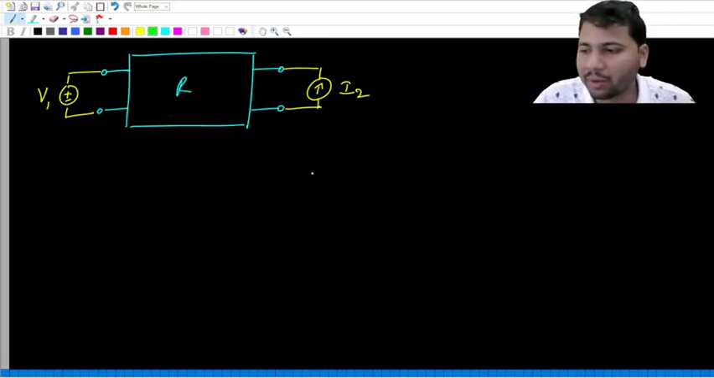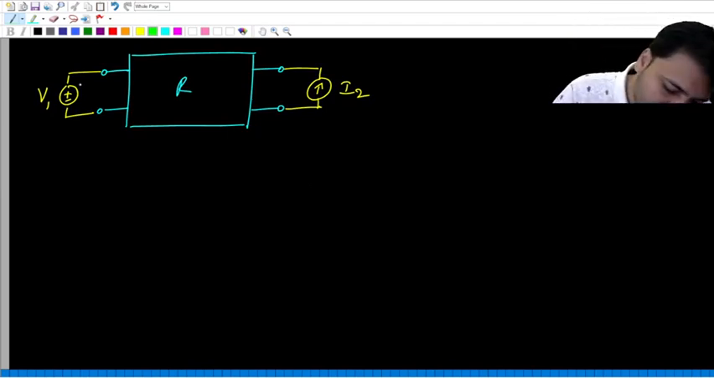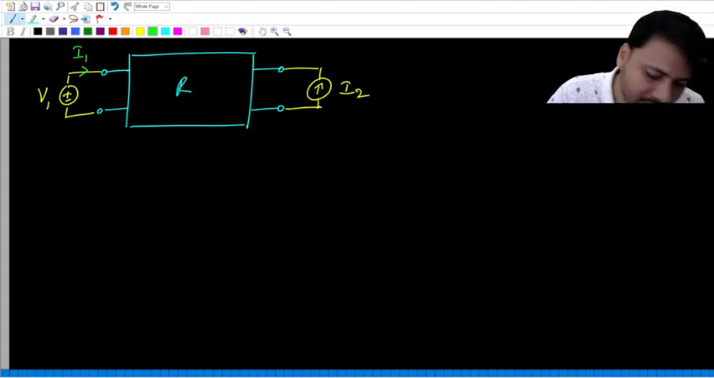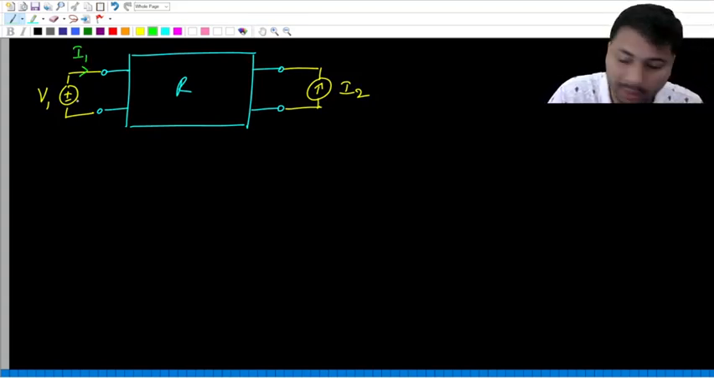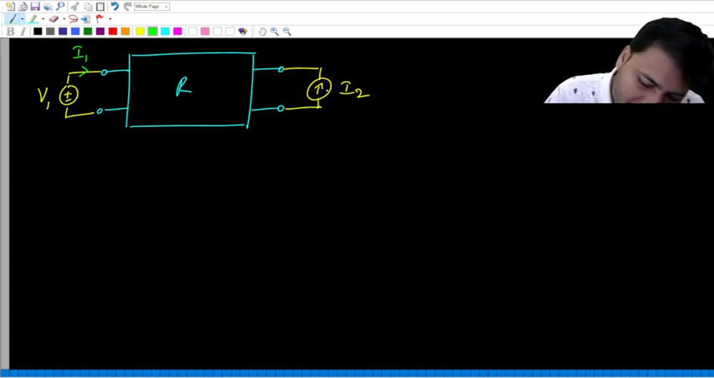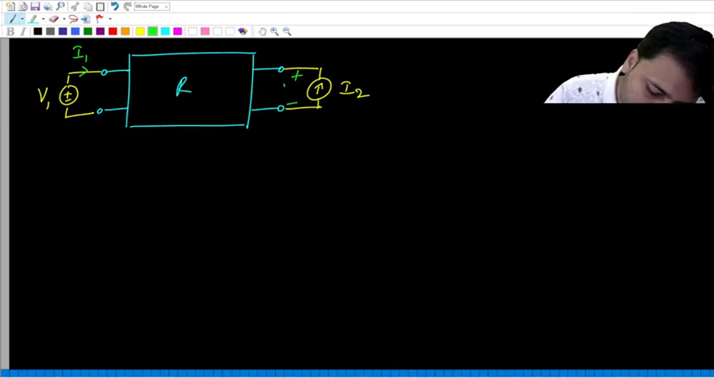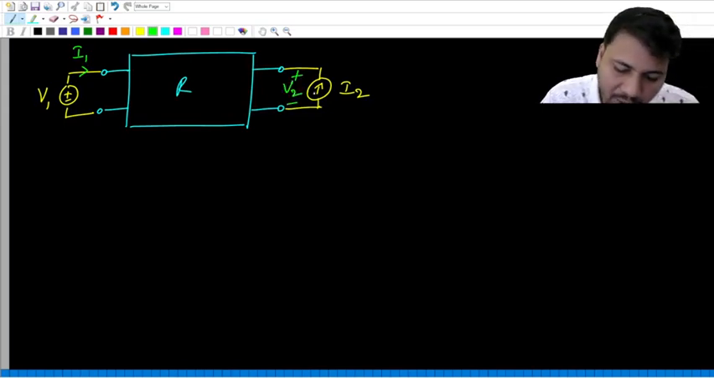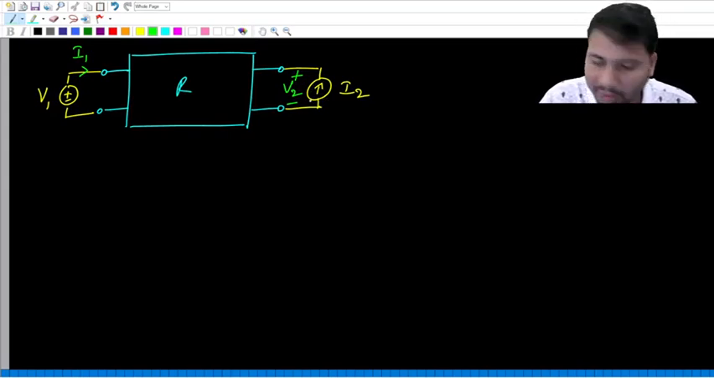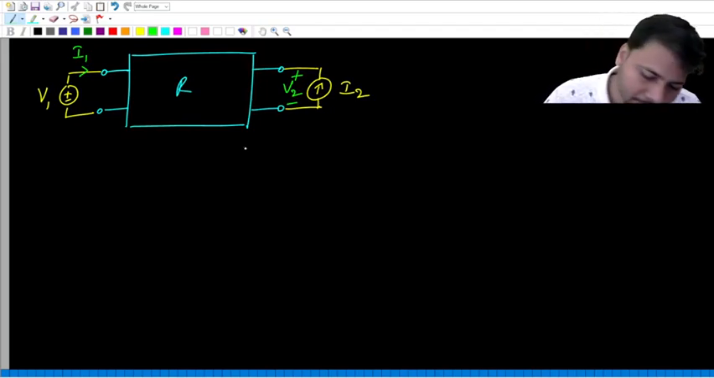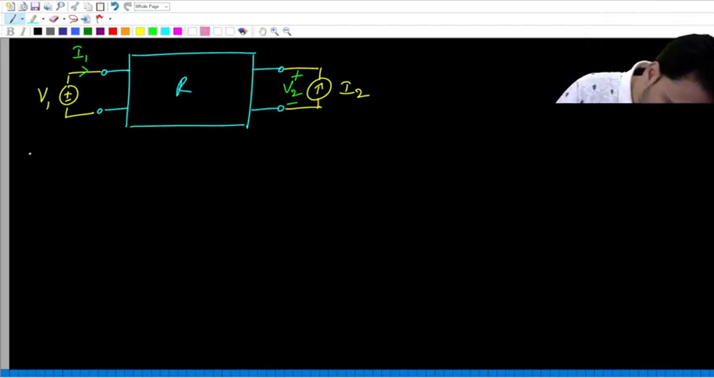Anyway, as I told you, there will be a total of 4 variables, V1, V2 and I1, I2. V1 is already shown, so you have to show I1. The direction of I1 should be such that V1 times I1 is the power supplied by the independent source. At port 2, the current is already shown, so you have to show the voltage. If you multiply V2 with I2, you will get the power supplied by the independent current source I2. Now all variables are clearly shown. Let us again perform the same two experiments.